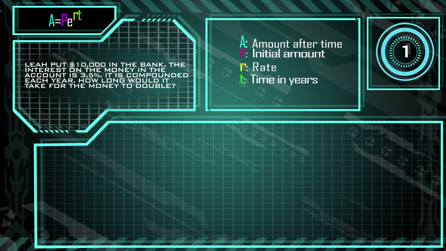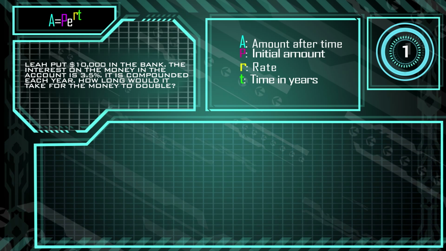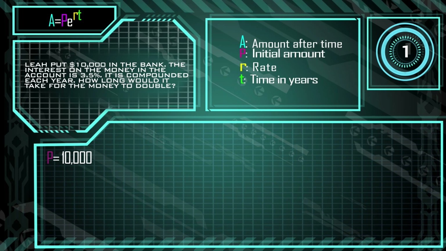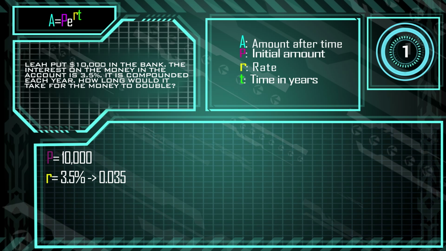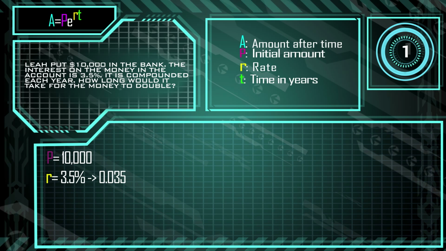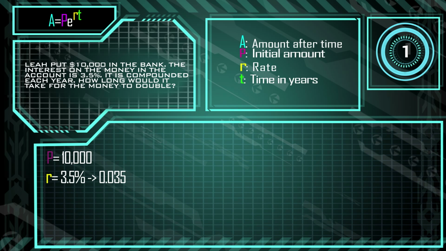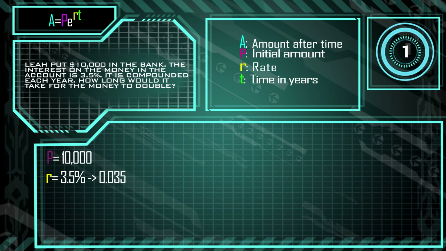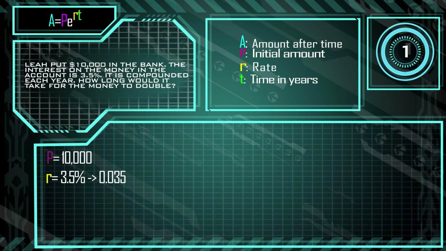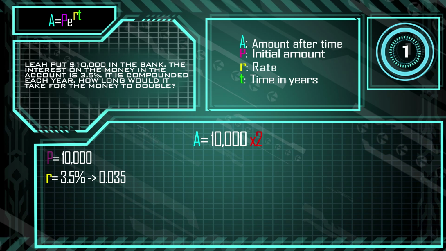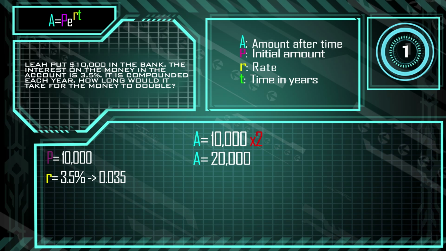To begin solving the problem, you should look for any given amounts. We have the initial amount, P, which would be $10,000. We also have the rate, which would be 3.5%, but you will need to change this into decimal form for the problem. The rate will be 0.035. You need to find out how long it would take $10,000 to double at a rate of 3.5%. A now equals $20,000 because it is $10,000 doubled.